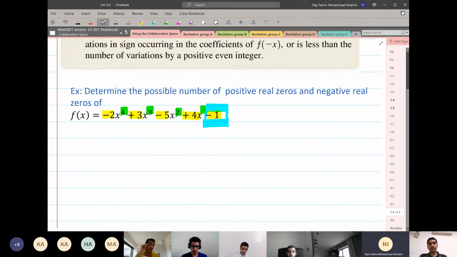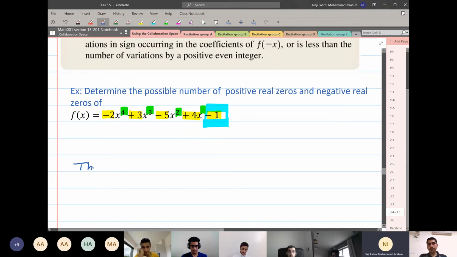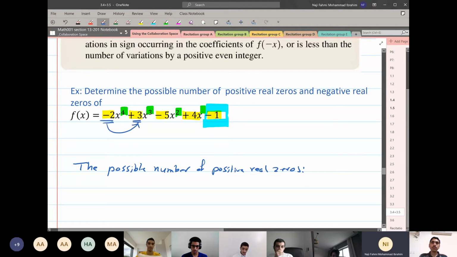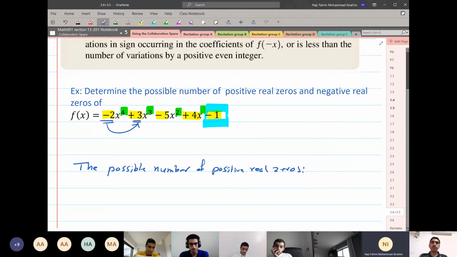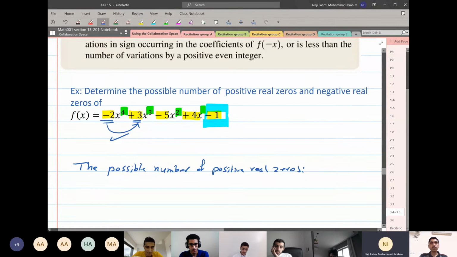Let's start with the positive now. I will say the possible number of positive real zeros. Now, we have to look at the coefficients. If you look from -2 to +3, is there a change in the sign between the coefficients? Yes. So I'm just going to say this is yes. Now I will count how many changes in the sign we have.